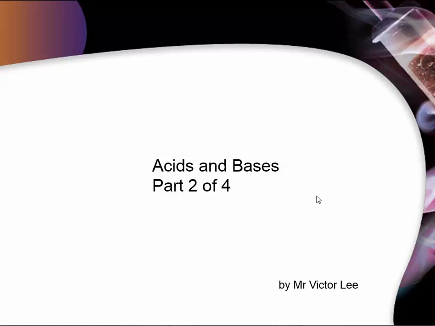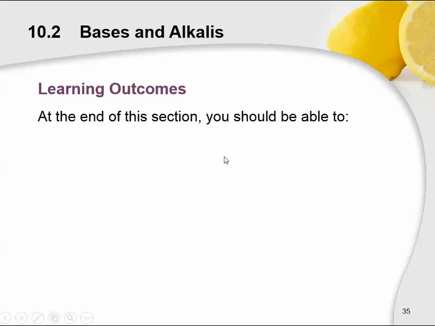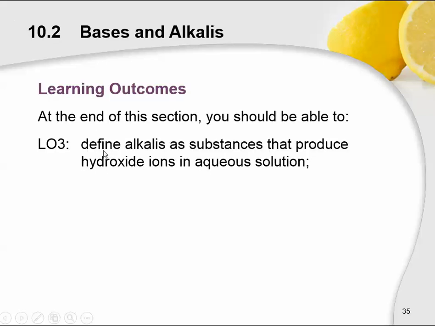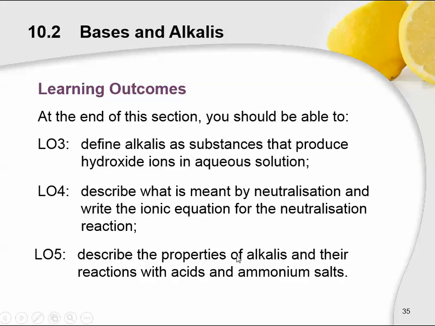Part 2 of 4 on acids and bases. Now we're covering 10.2, bases and alkalis. In this section, you should be able to define alkalis as substances that produce hydroxide ions in aqueous solution, and describe what is meant by neutralization and write the ionic equation for the neutralization reaction, which is very important, and describe the properties of alkalis and their reaction with acids and ammonium salts.